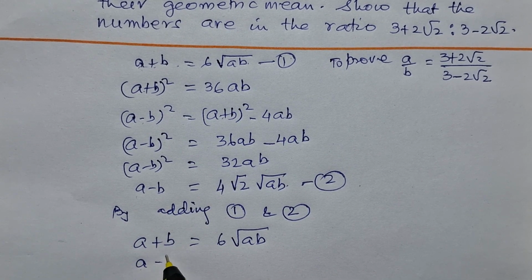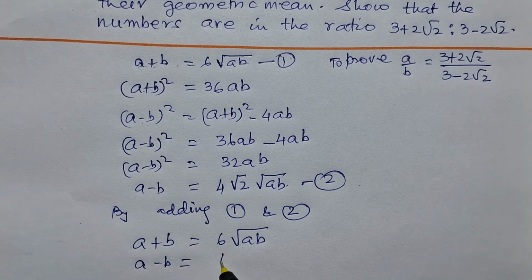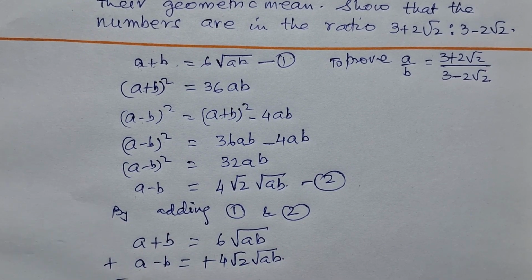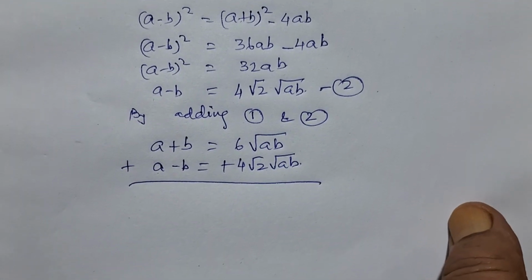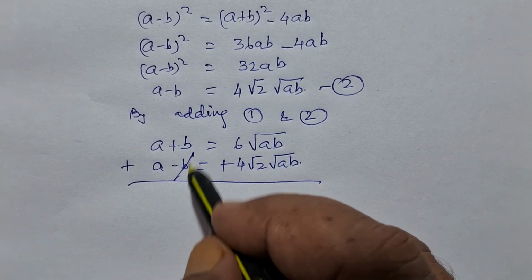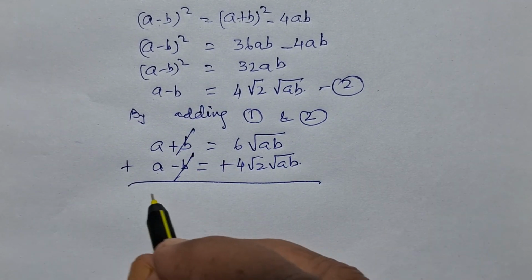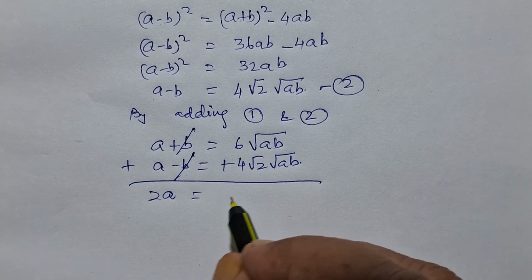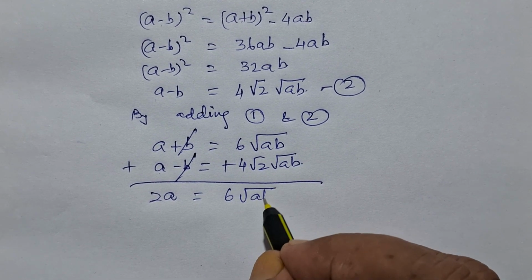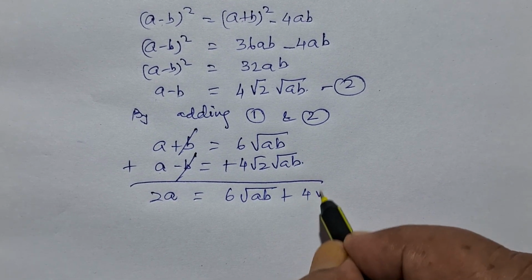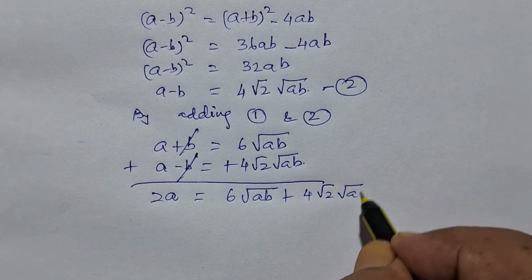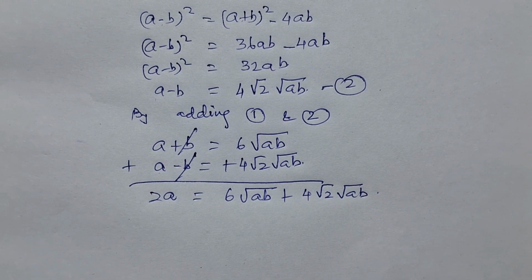and a minus b will be 4 root 2 under root ab. This will be plus here, this will be plus here. So plus b and minus b will be cancelled. 2a will be 6 root ab plus 4 root 2 root ab. I think there will be no problem.